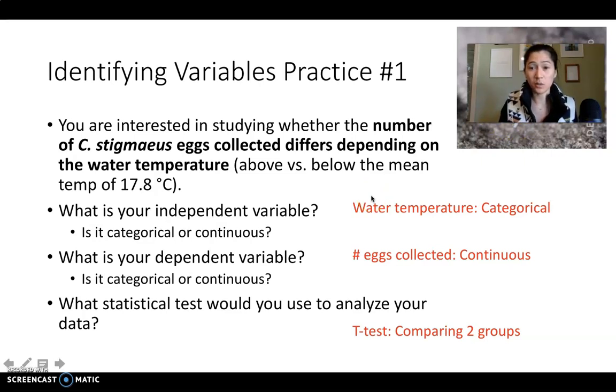So we just said, remember that water temperature is our independent variable and it's categorical. And here we're breaking that up into two different groups, either above or below the mean. So what we're trying to do is see if the number of eggs above is significantly different from below the mean. We're comparing two different groups, so we would use a t-test.